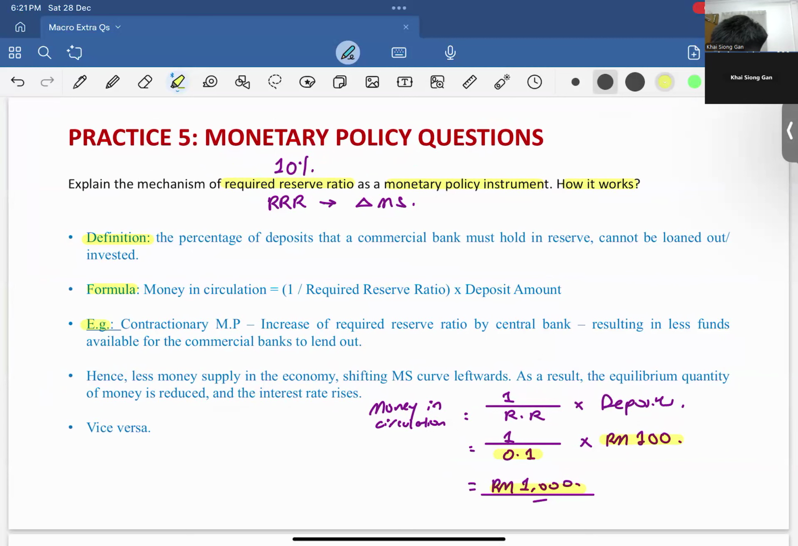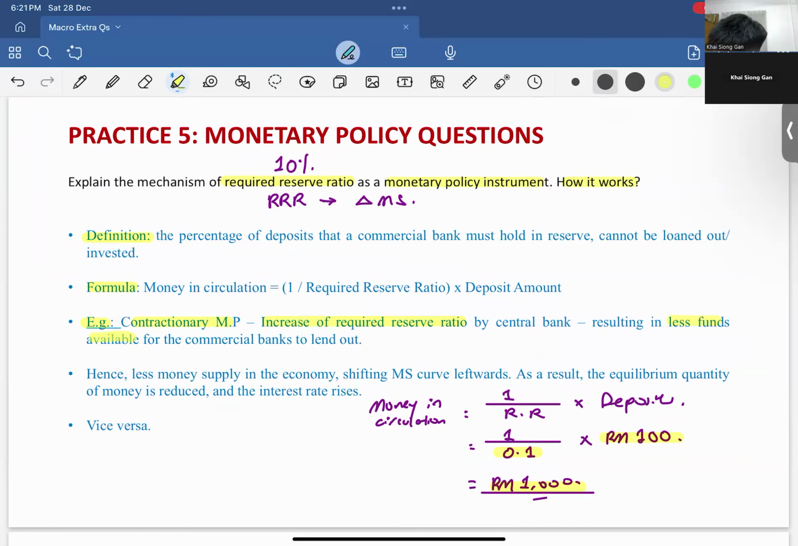Then give an example of how it works. For example, during contractionary monetary policy, the central bank will increase the required reserve ratio. They want the banks to hold more reserves so they cannot loan out too much. So there are fewer funds available for commercial banks to lend out, therefore less money supply, shifting the money supply curve leftwards. At the end, the equilibrium quantity of money is reduced and the interest rate will rise. You can show that by using a graph. Your MS curve will shift leftwards, resulting in a higher interest rate.